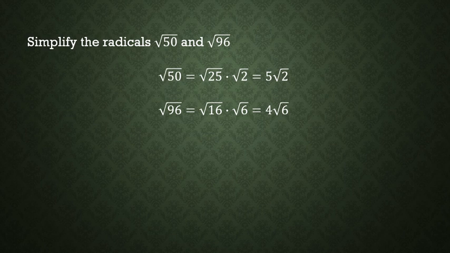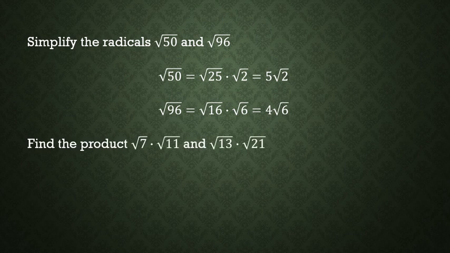So those are just a couple samples using our product property. Let's see some samples where we use our quotient property. Before we do that, let's work in the opposite way. Let's actually find what products of square roots are going to be.